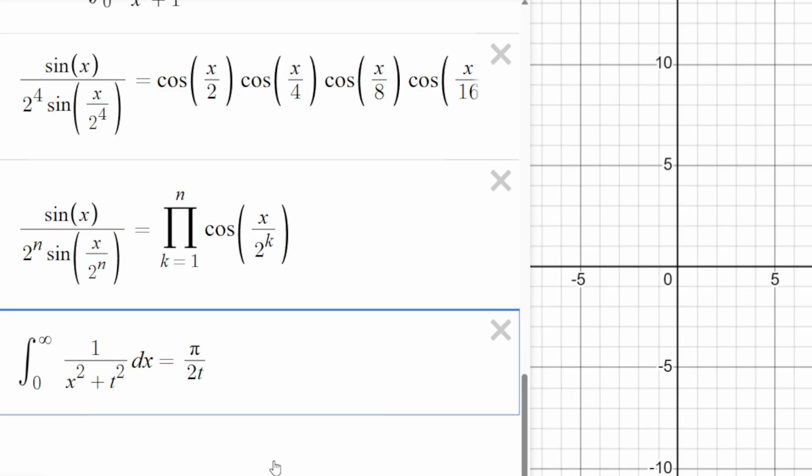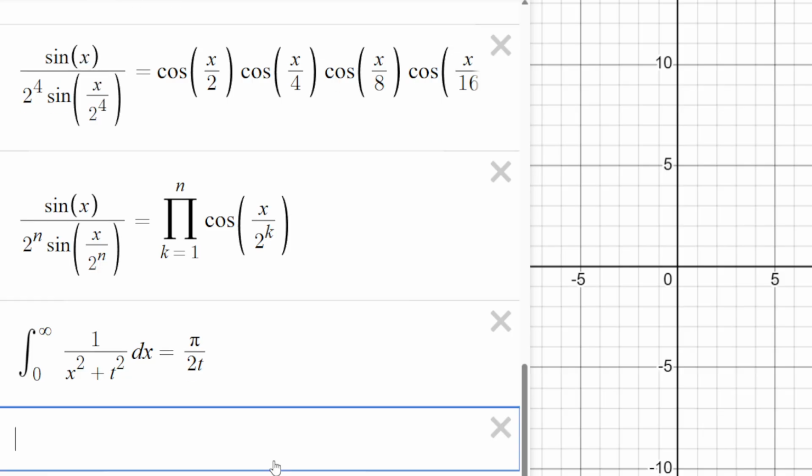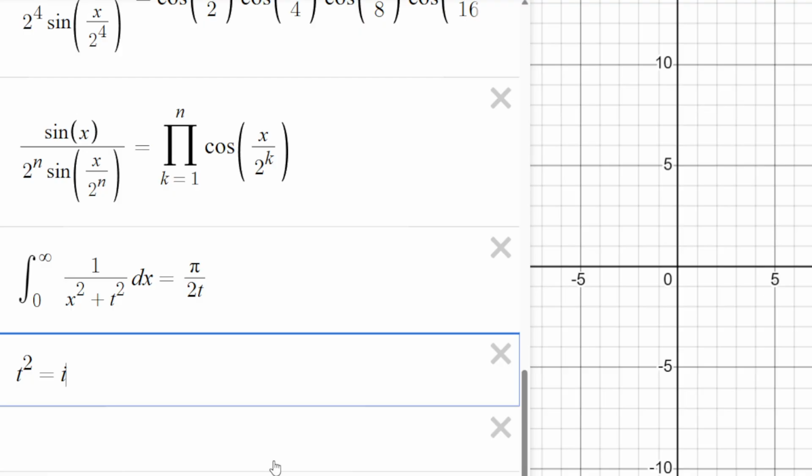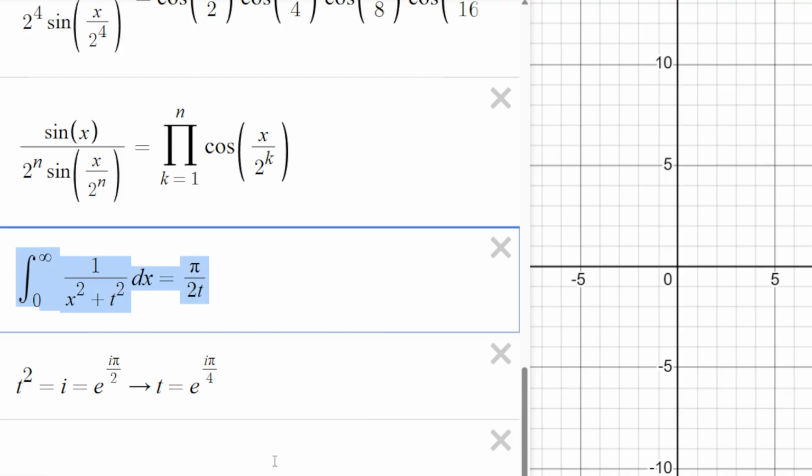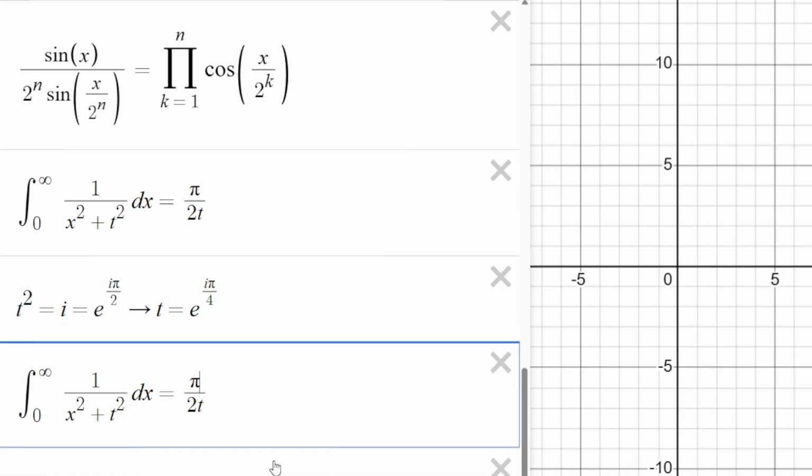Okay, so now we're going to start manipulating this thing. So the first thing I'd like to do is let t squared equal i. Well, using Euler's formula, i is actually equal to e to the i pi over 2. So this implies that t is equal to e to the i pi over 4. All right. So let's copy this down here and plug that in.